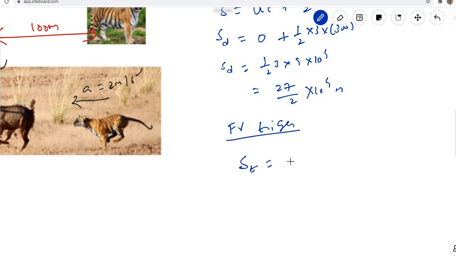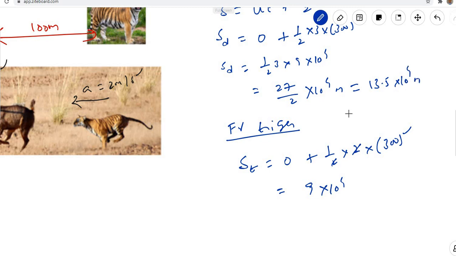Distance traveled by the tiger is, again, the initial velocity of the tiger, 0, plus half. What is the acceleration of the tiger? It is 2 meters per second square into again 300 square. So clearly the 2 cancels. This is 9 into 10 power 4. If you simplify this, this is 13.5 into 10 power 4 meters, or we can say 135 kilometers. Here it will travel only 90 kilometers.